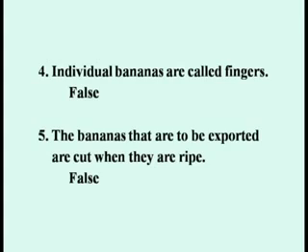After that, we will go to the next question, number 5. The given question is, the bananas that are to be exported are kept when they are ripe. In the text, it is said that the bananas that are to be exported are kept while they are still green. The two sentences are different in terms of their meaning, so the acceptable answer is false. For the rest of the questions, you can attempt in the same way and the answers are provided for you. You can also check the answers with your study guide.